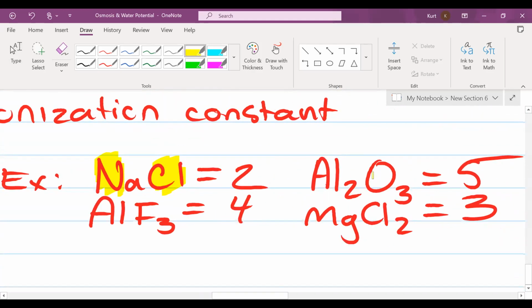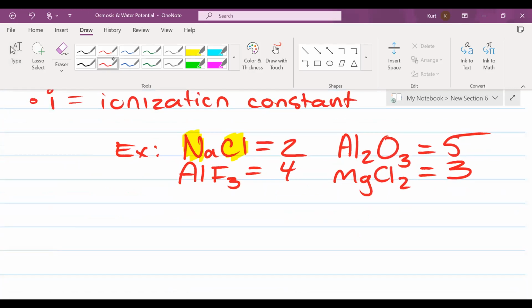How many total ions are there in Al2O3? 5. And how about MgCl2? 3. Now, what about this guy? C6H12O6. You might think, oh, 24.